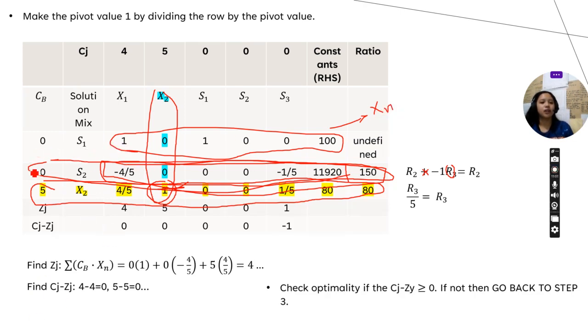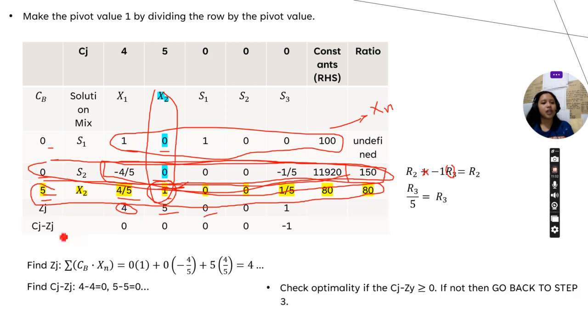So 0 times 1 plus 0 times negative 4 over 5 plus 5 times 4 over 5 is 4. Then so on and so forth. 0 times 0 plus 0 times 0 plus 5 times 1 is 5, and then 0 times 1 plus 0 times 0 plus 5 times 0 is 0, and so on.